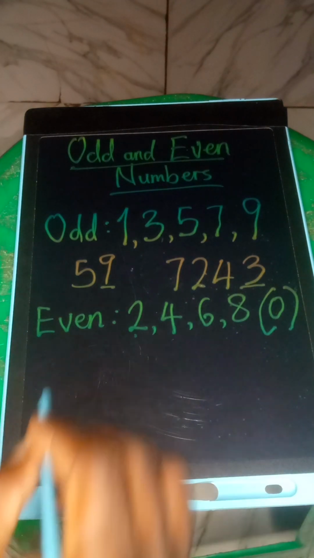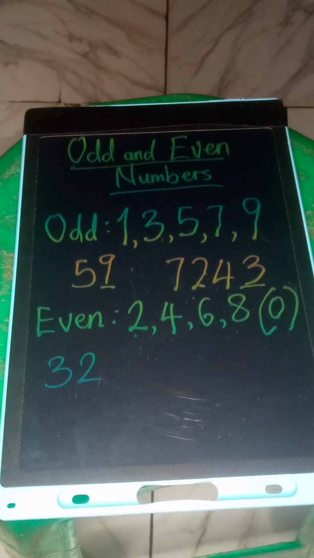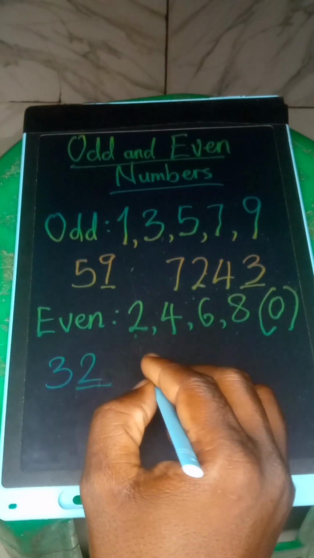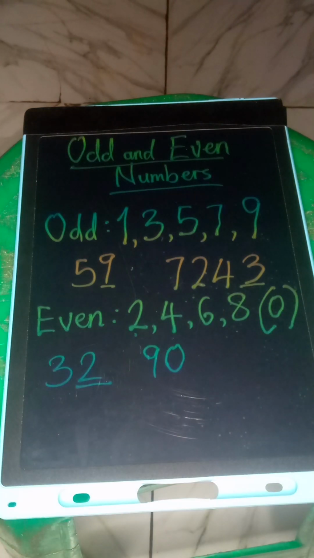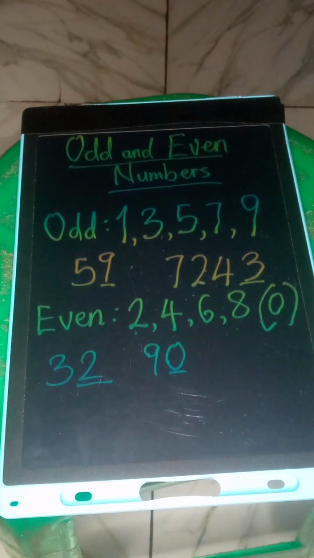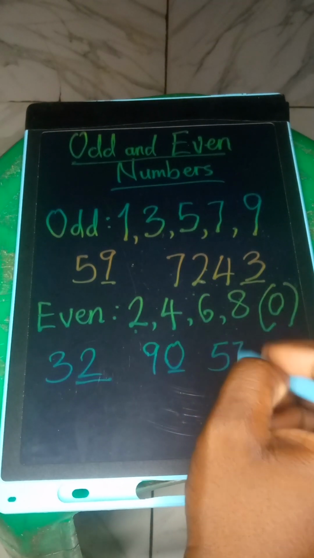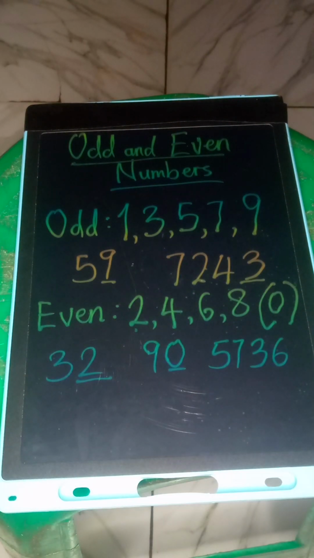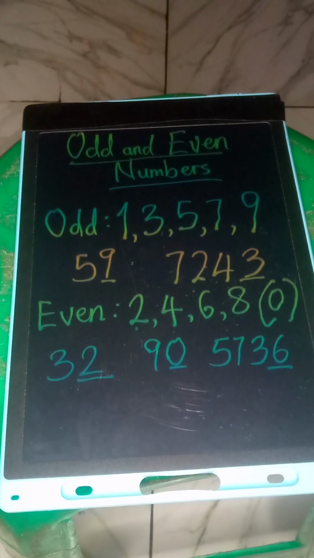So now let's take for instance, if I have 32. 32 is what? It is an even number. Why? Because the last digit is 2. If I have 90, the last digit is 0. So it's an even number. Now if I have a number like 5,736, the last digit is always our concern. The last digit is what? 6. So therefore this number is an even number.